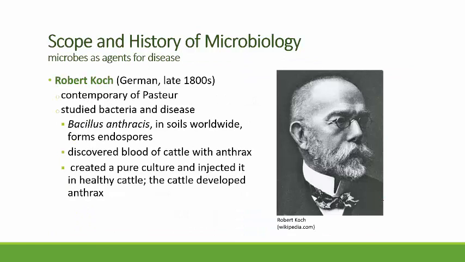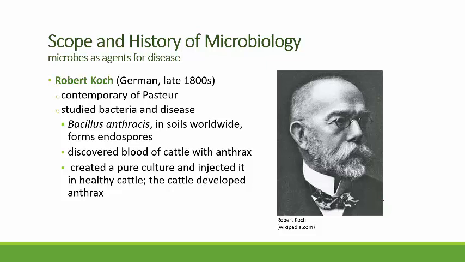Okay, so now we'll move on to Germany in the late 1800s. Robert Koch, K-O-C-H, you say the C-H as a K sound rather than a Ch sound. So Robert Koch, a contemporary of Pasteur's, he was studying bacteria and disease, and he discovered that Bacillus anthracis, a bacteria cosmopolitan in its distribution, found just about everywhere, forms endospores, these resistant structures. And he discovered Bacillus anthracis in the blood of cattle with anthrax.